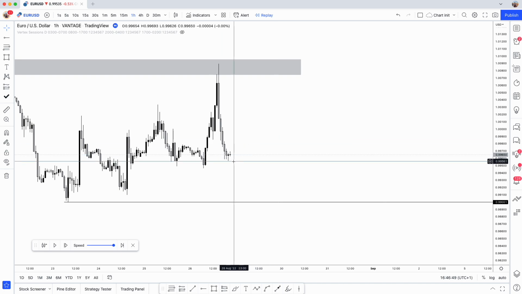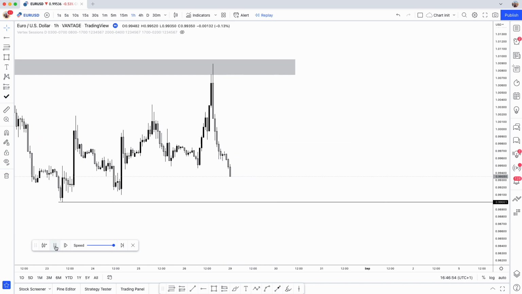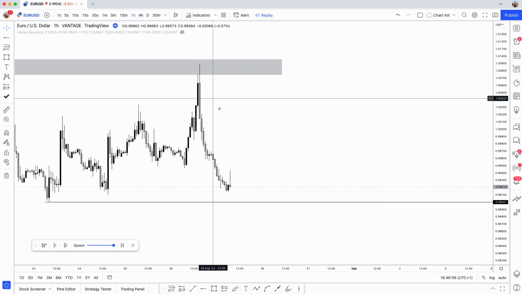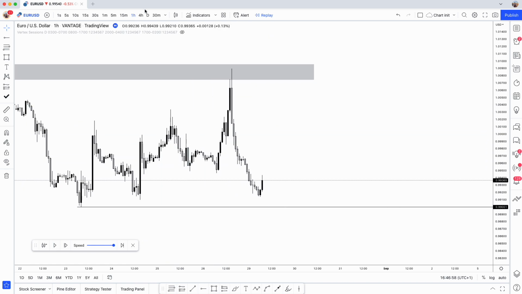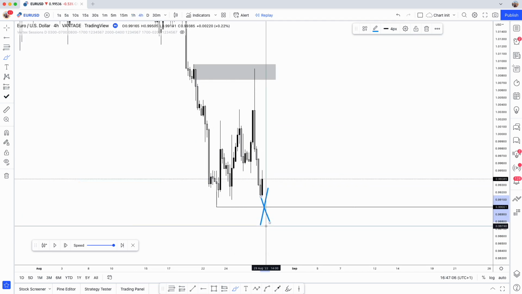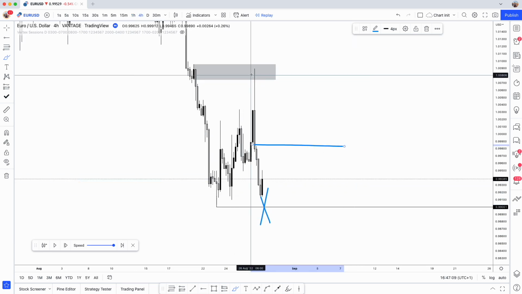Okay, so this is still okay. We haven't got the 29th yet. Let me just play that out. Okay, so now coming into this, the only way that this whole move will be invalidated is if we are going to take out this 4-hour low here. All that's going to do is create a new POI.